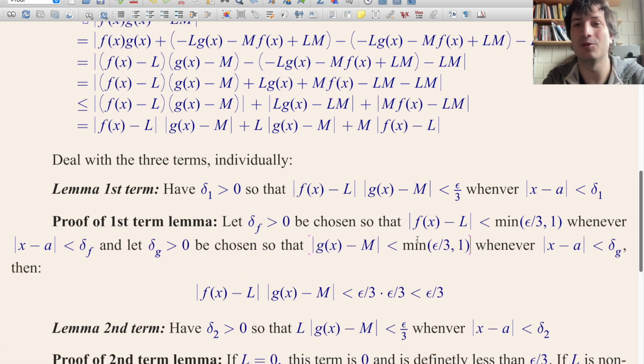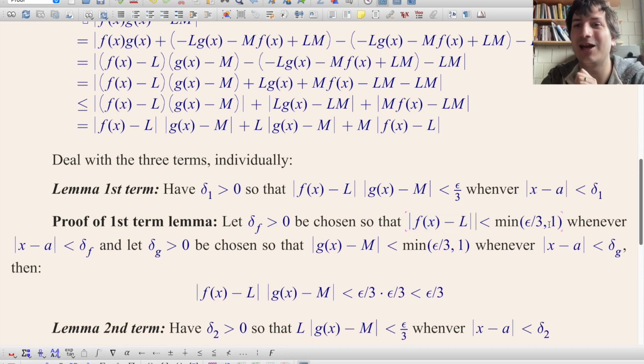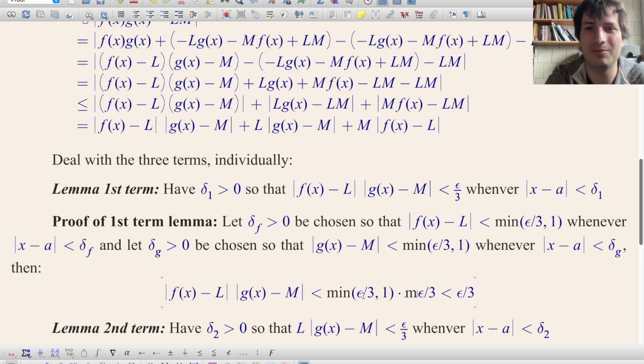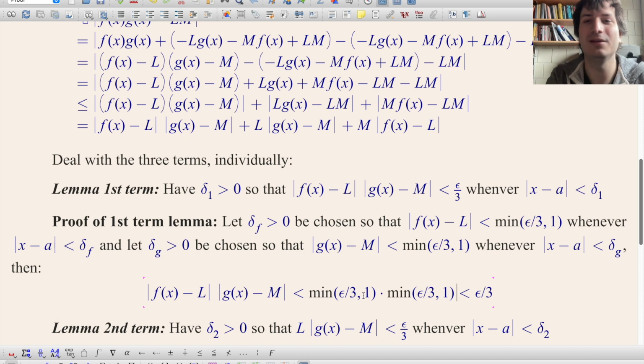So if epsilon is actually a big number, then we shrink it down, and we make sure that each thing is individually whichever is smaller, epsilon divided by 3 or 1. If you do that, then this is all perfectly okay. So you end up with the minimum of epsilon divided by 3 and 1, times the minimum of epsilon divided by 3 and 1, and now it's perfectly true. This number is whichever is smaller, epsilon divided by 3 or 1. If you multiply that by something that is less than 1, then it's definitely going to be less than epsilon divided by 3. So this holds.